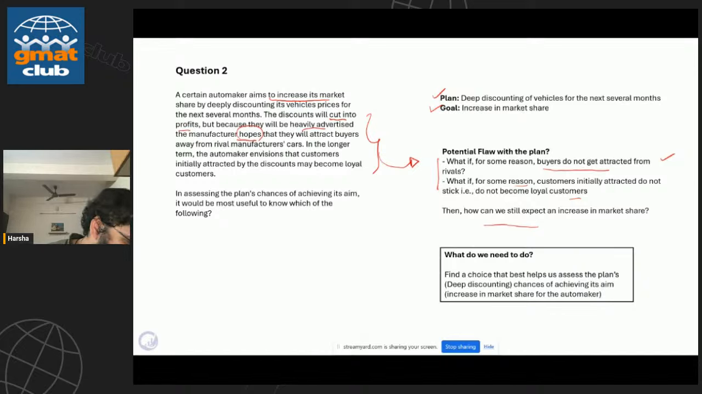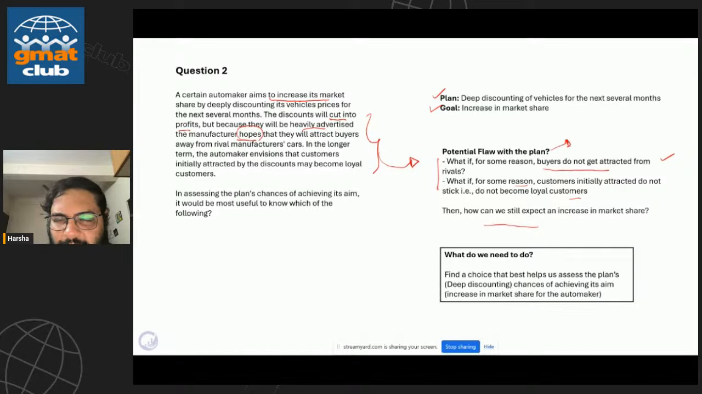RY says the flaw is another reason, other than price, that won't cause long-term customers. Yeah, fairly easy, right? You're right. Apart from price, is there something else which could impact this equation? It will work. Now, plan, goal.